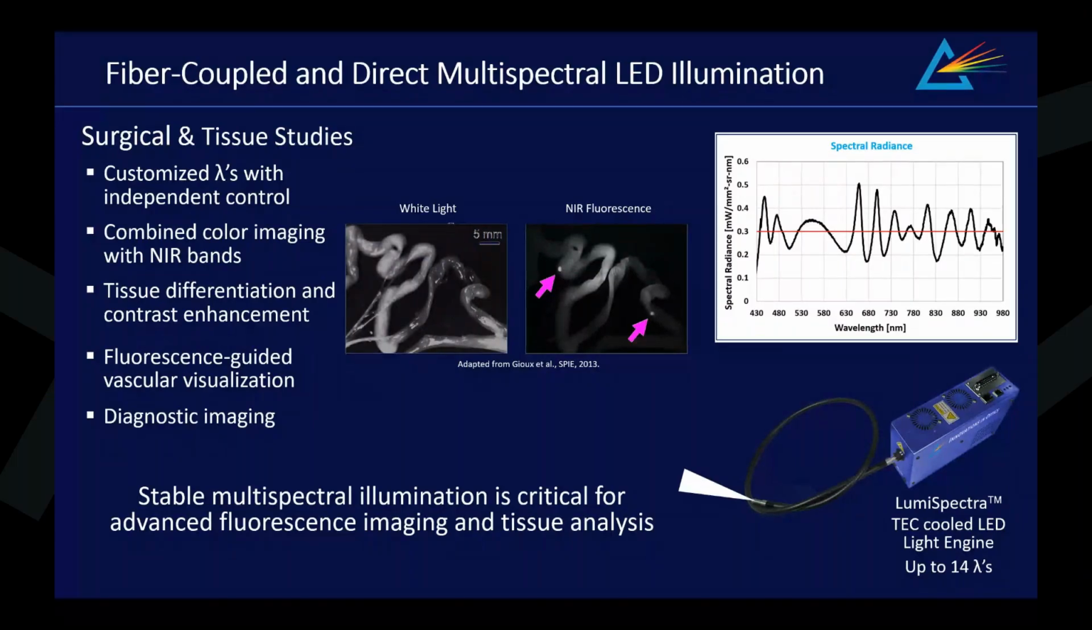Compared to conventional surgical illuminators, multispectral systems can also support a larger number of independently controllable wavelength bands spanning visible and near-infrared regions. This allows wavelength combinations to be optimized for specific fluorophores, tissue characteristics, and imaging objectives depending on the specific application.